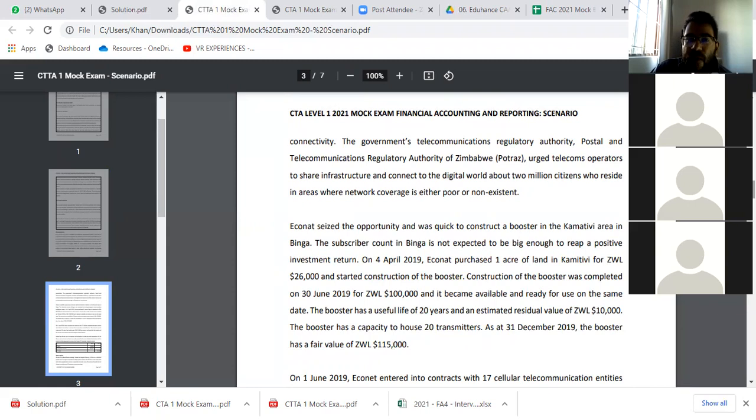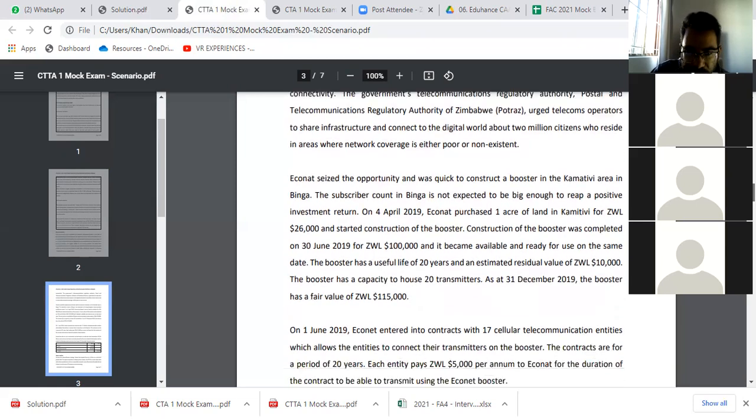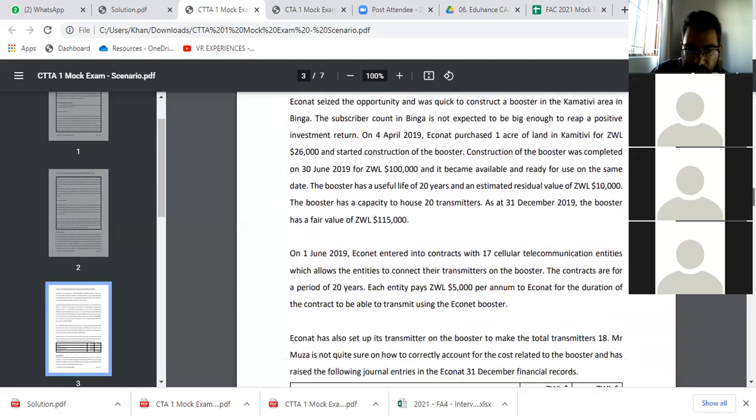Okay, we are in the 2019 financial year, 31 December 2019. The booster has a useful life of 20 years and an estimated residual value of $10,000. The booster has a capacity to house 20 transmitters. As at 31 December 2019, the booster has a fair value of $115,000. Okay, remember, this is a PPE. Well, it depends. What is this actually? Is it a PPE or is it investment property?